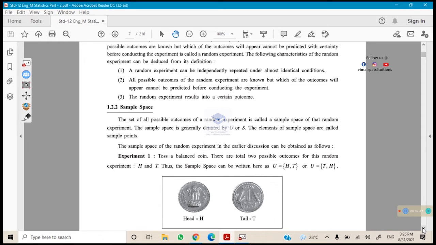Then drawing a card from a pack of well shuffled playing cards. The sample space is 52 cards. So all possible outcomes of a random experiment is known as sample space. It is denoted by capital S or U, total number of outcomes.